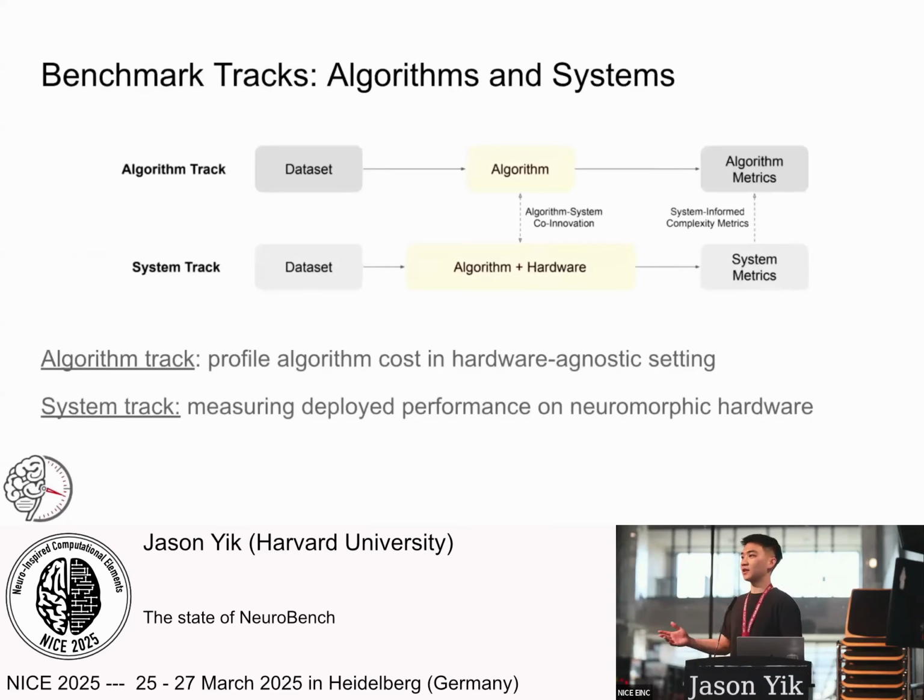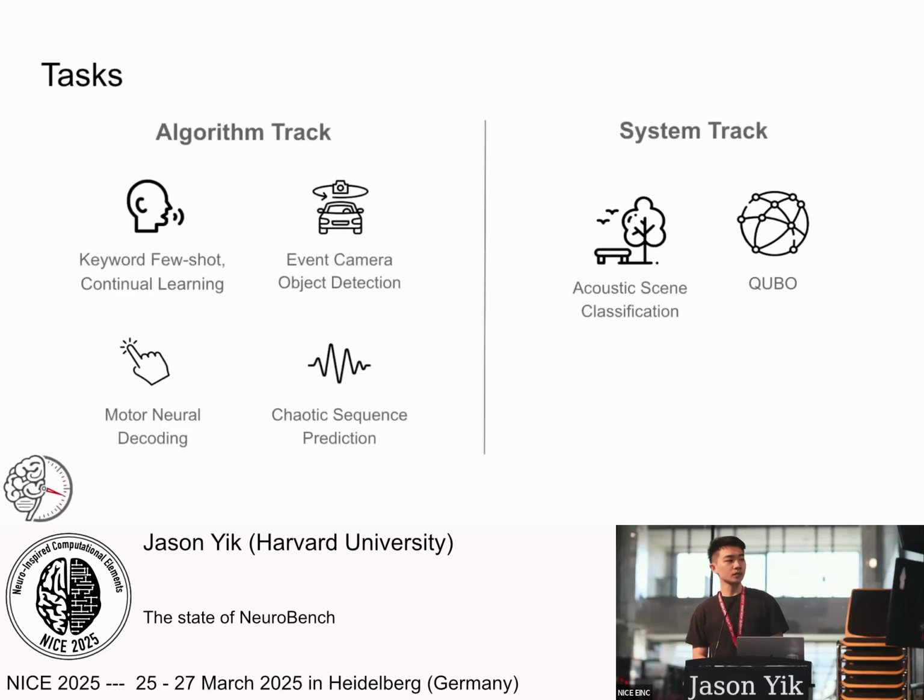NeuroBench is composed of these two tracks. There is the algorithm track, in which we profile algorithmic costs. So this would be, say, the number of operations that your spiking neural network uses. And then there's the system track where we actually measure deployed performance on real hardware. And so you can see the difference between these two because of the state, the maturity of neuromorphic hardware today.